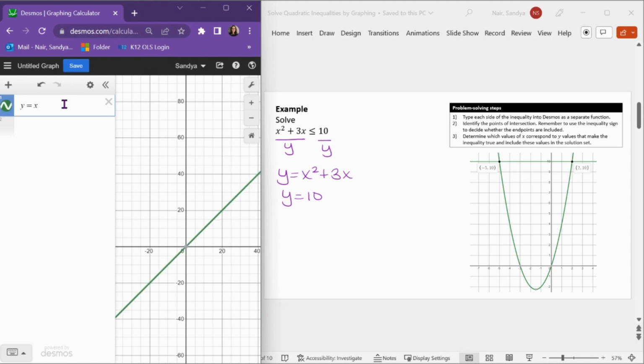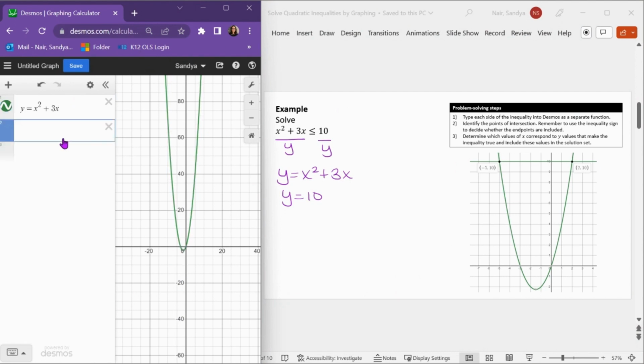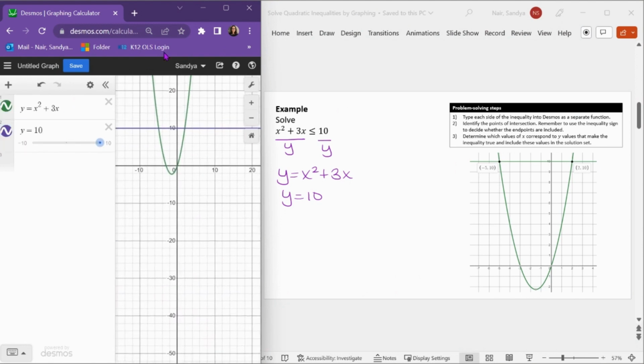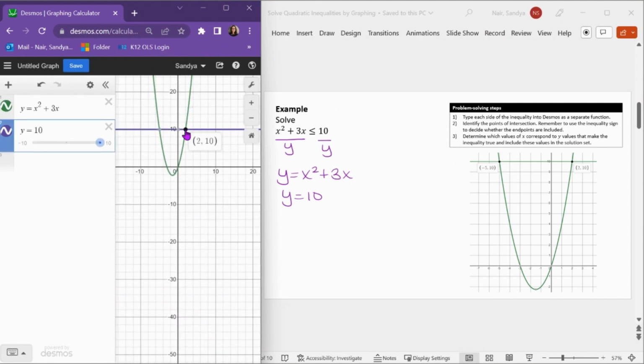So I have y equals x squared plus 3x, and then I also have y equals 10. So you can see here I have two intersection points, and when you click on those in Desmos, remember it will give you the coordinates. So we have coordinates (2, 10) and (negative 5, 10).